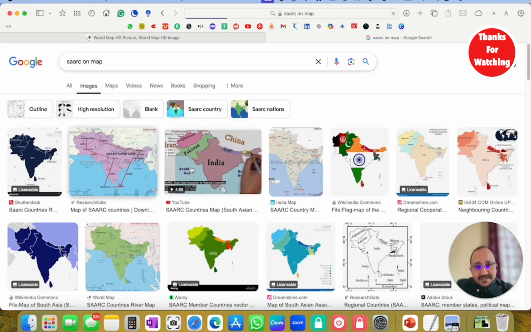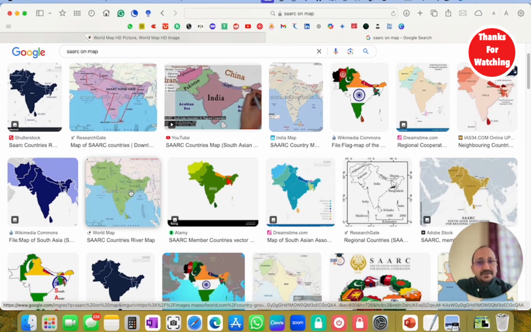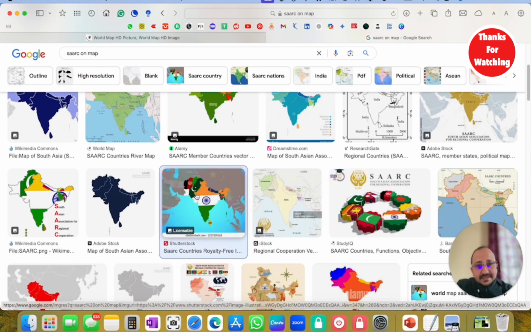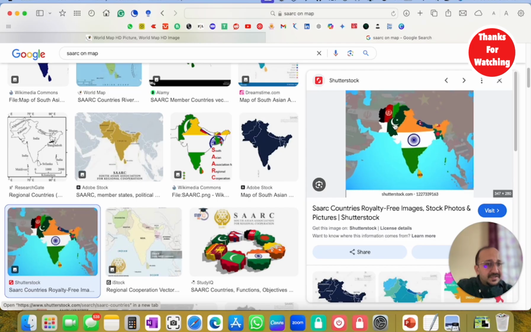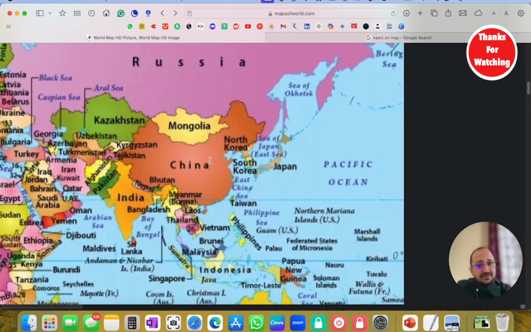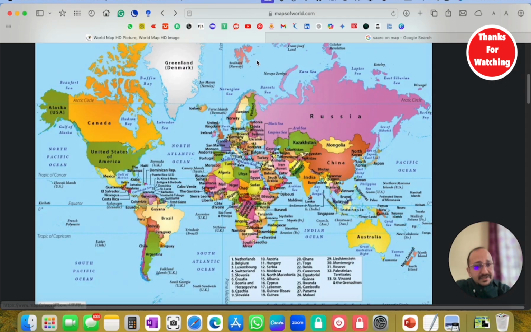All the countries which are present in the south, they had made a union amongst themselves. So this is the SAARC nations. If you can see, Bangladesh, India, Bhutan, Nepal. So these are the SAARC nations. I hope this is clear to everyone. South Asian Association. This is North, South. So South Asian. This is Asia. I hope this is clear.